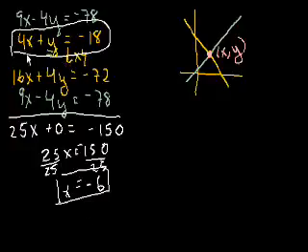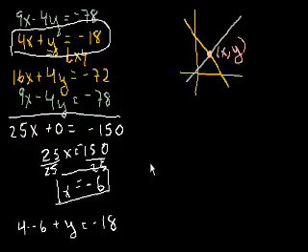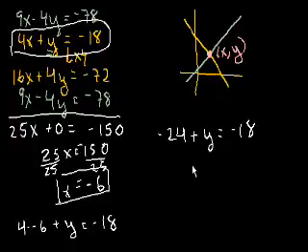So we just substitute the x back in there, and we get 4 times minus 6 plus y is equal to minus 18. 4 times minus 6, we get minus 24 plus y is equal to minus 18. And then we get y is equal to 24 minus 18. So y is equal to 6.